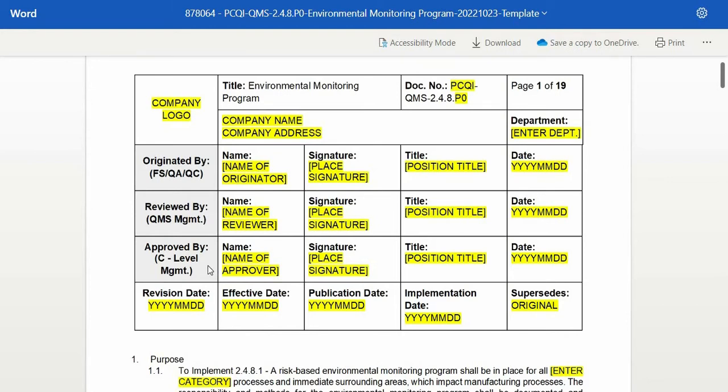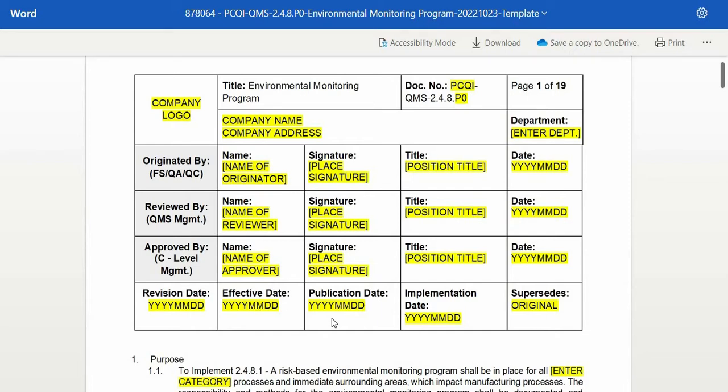For the approved by section, it must be the person in the C-level management who has approval authority. Enter the name of the approver, affix the signature, input the position title, and the date approved. The revision date is the same as the date originated or drafted by the author. For the effective date, it is the date the document was signed and approved.